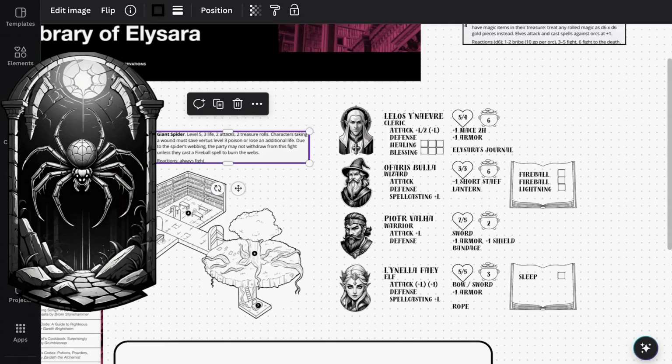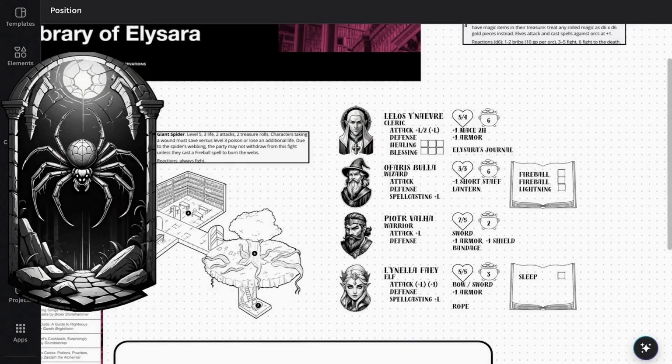It has 3 life, level 5, 2 treasure. It comes out from the web, so I imagine that in the web we can find some treasures. So I will apply the 2 treasure rolls if we can manage to survive. Characters taking a wound must save versus level 3 poison or lose an additional life. Due to the spider's webbing, the party may not withdraw from this fight unless they cast a fireball spell to burn the webs. Okay, so Piotr and Linella have to defend.